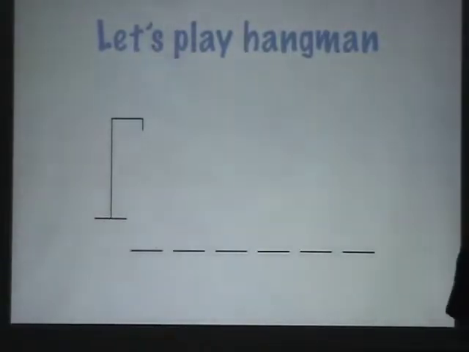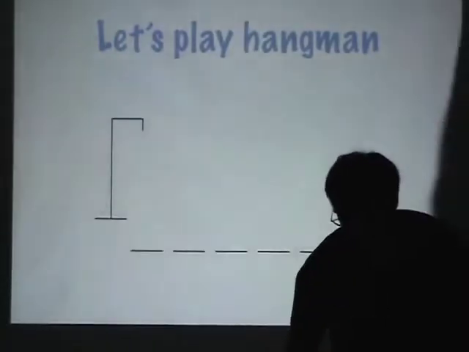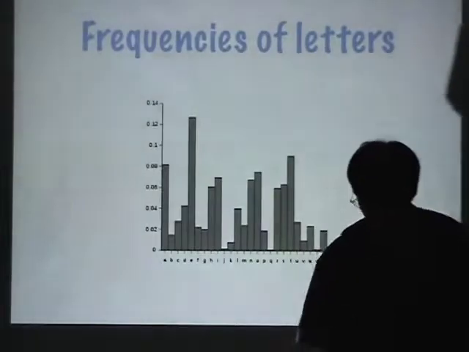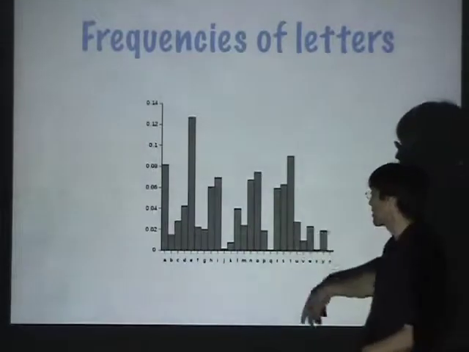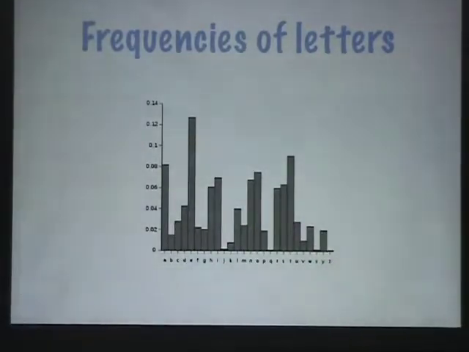Why E? Somebody tell me why E would be the best place to start. It's common. It's the most common letter in the English language. That would be a good reason to start with that. So this is the frequencies of the letters in the English language, and E is, in fact, the most common. That would be a good choice. But actually A is a good choice as well. T would be a good choice. There's a number of good choices, but in fact, E is the best one.